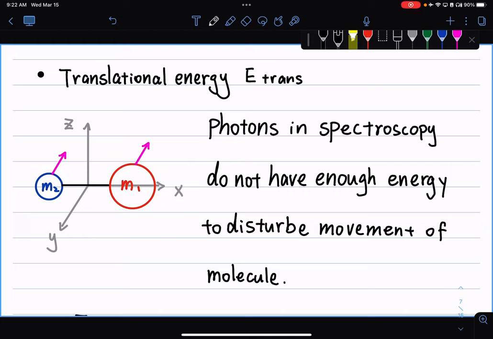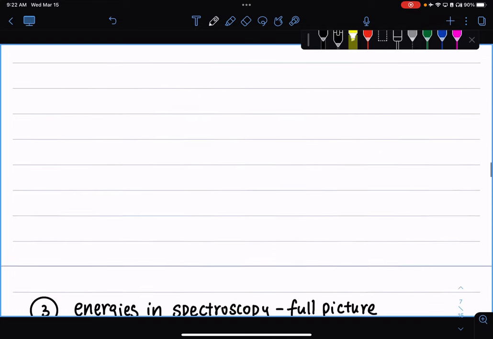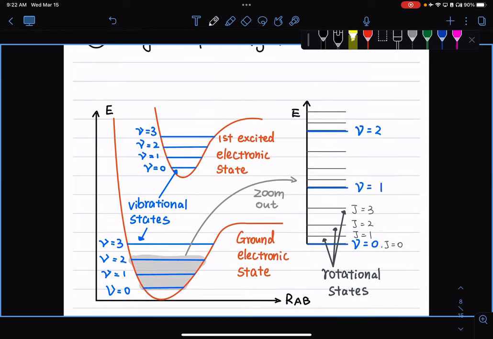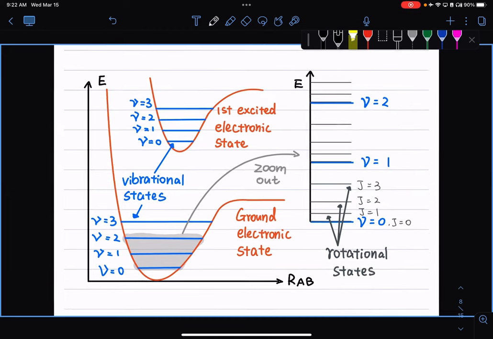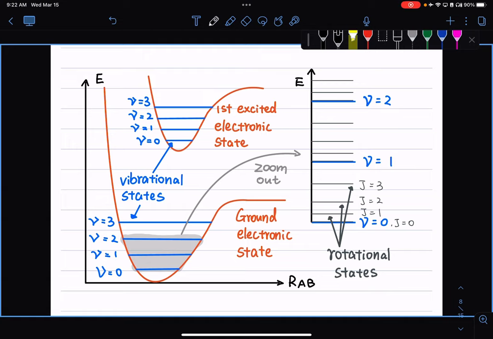So what is the full picture of all these energy levels in spectroscopy? So this is the full picture. It is a little bit small, so let's think about it. So what does it mean? First of all, we can have different electronic states. So each of those curves is an electronic state. And within that electronic state, you have multiple levels of vibrational states.